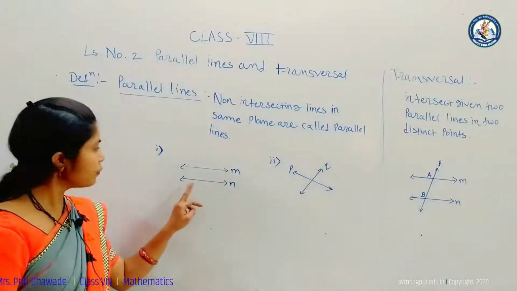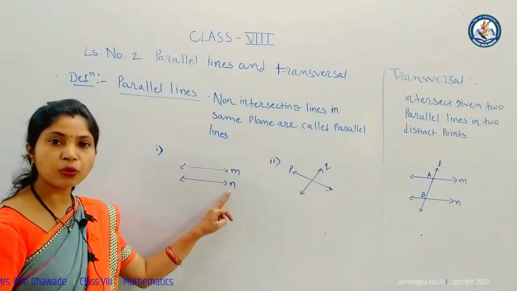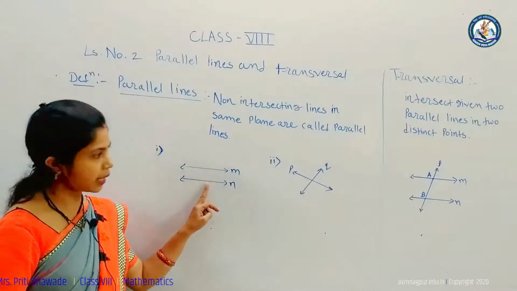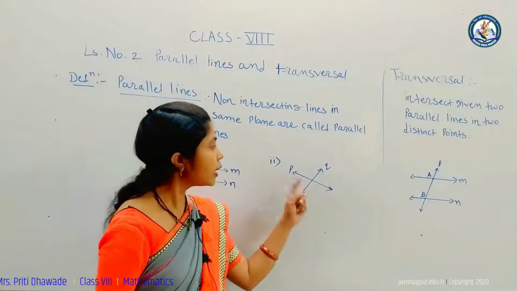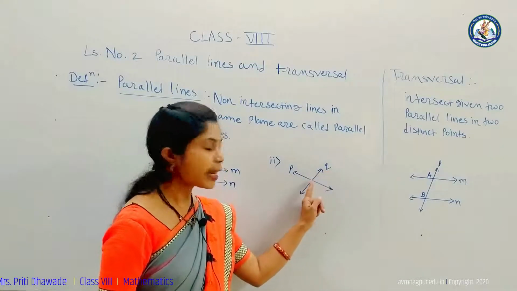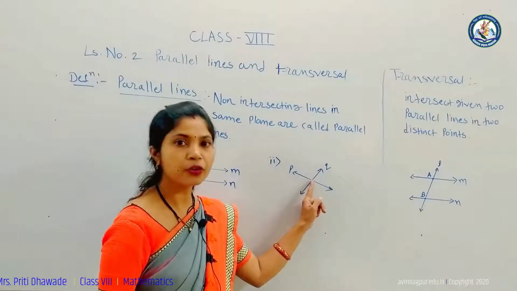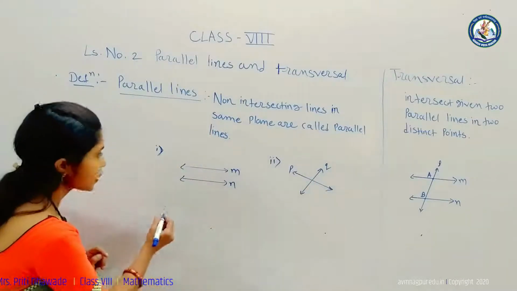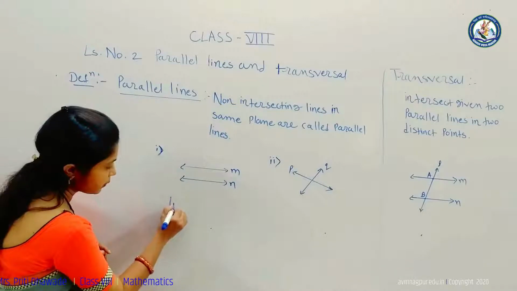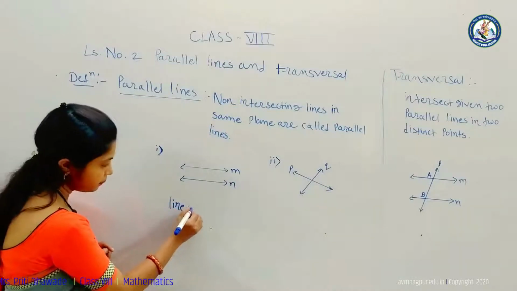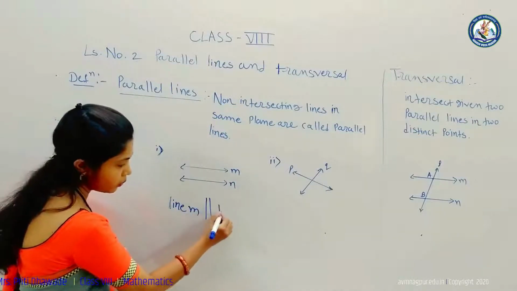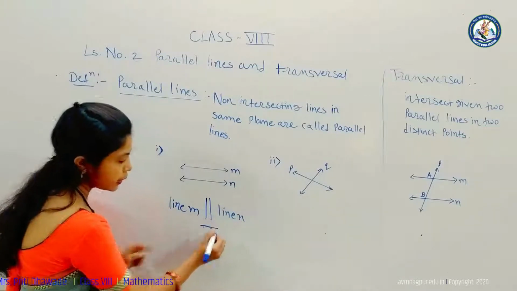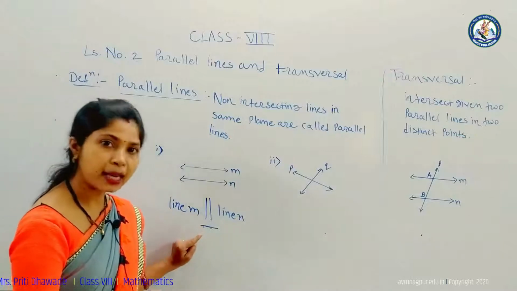There are two figures. In figure A, lines M and N do not meet with each other at any point. So this is an example of parallel lines. And in figure 2, lines P and Q intersect at this point. So this is an example of not parallel lines. Symbolically we write line M is parallel to line N. These two vertical lines are the symbol of parallel lines.